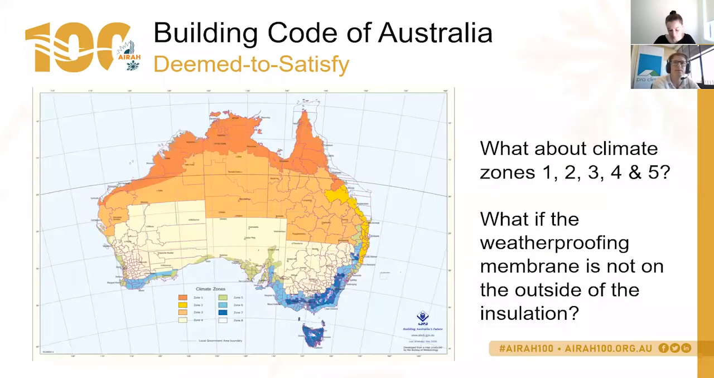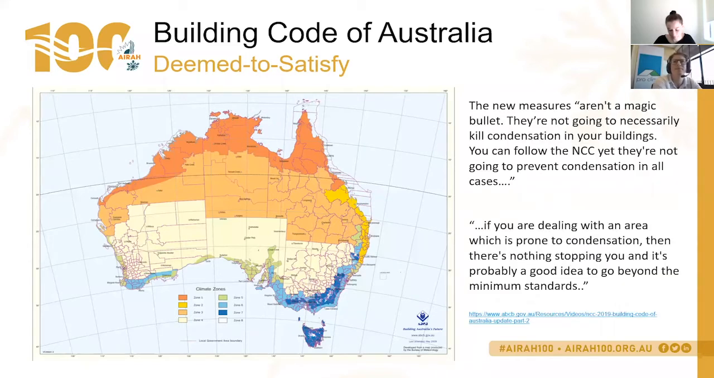So next slide, please. What about climate zones 1, 2, 3, 4 and 5? What happens there? It's not mentioned in the code. And what if the weatherproofing membrane is not on the outside of the insulation? What if we start doing more innovative construction systems and methods? Then what happens?